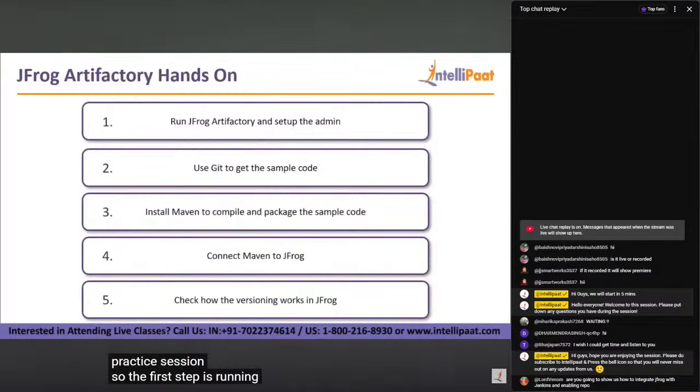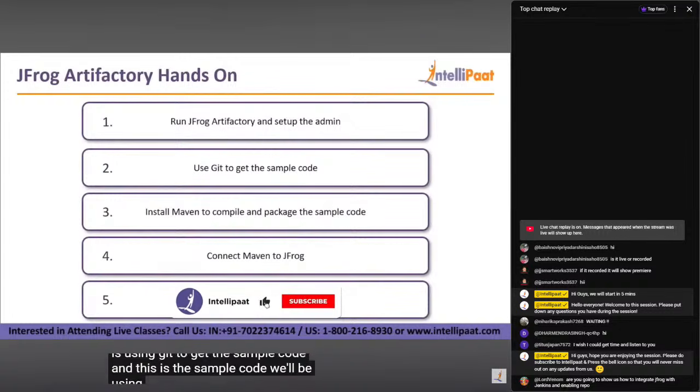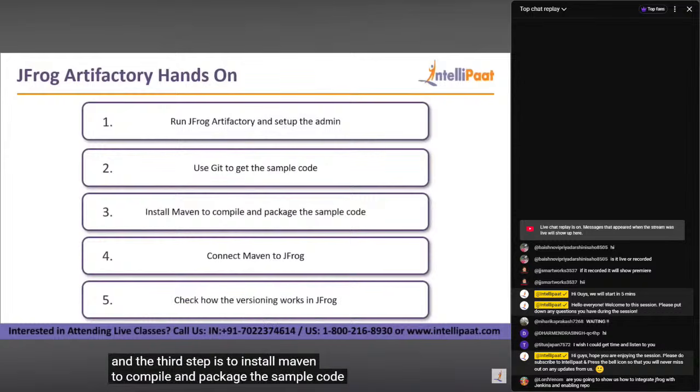So the first step is running JFrog Artifactory and setting up the admin that we've already done. And the second is using Git to get the sample code. And this is the sample code we'll be using to see how versioning works in JFrog. And the third step is to install Maven to compile and package the sample code. And the fourth step is to connect Maven to JFrog. And fifth is to check how versioning works in JFrog.